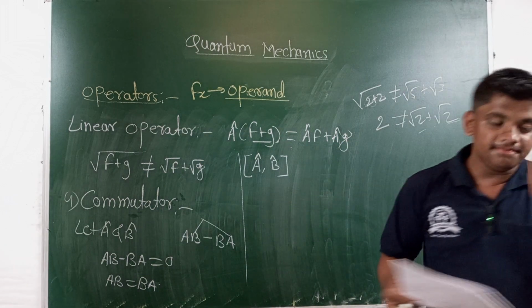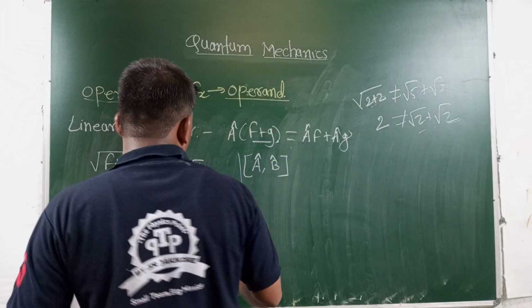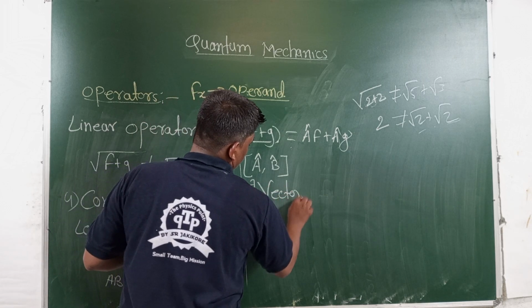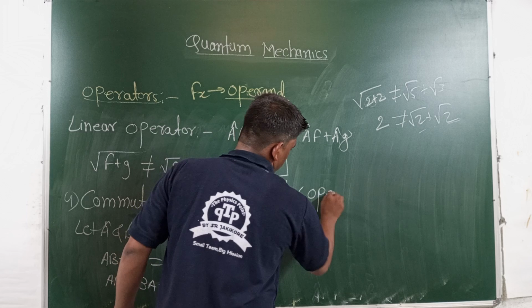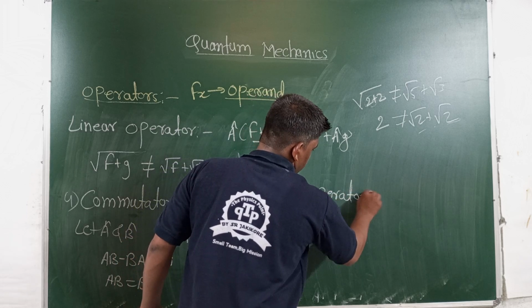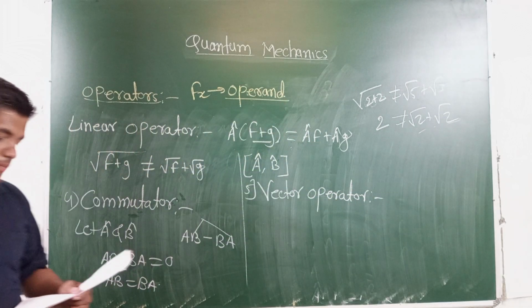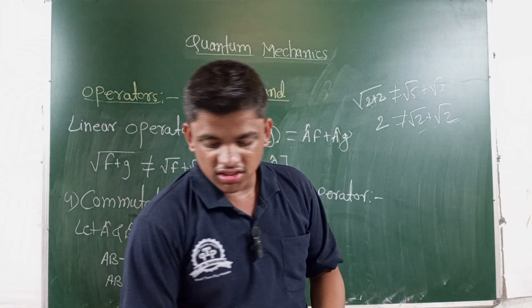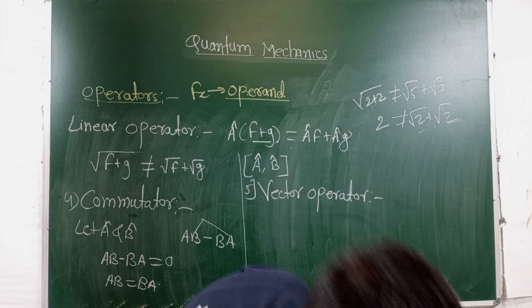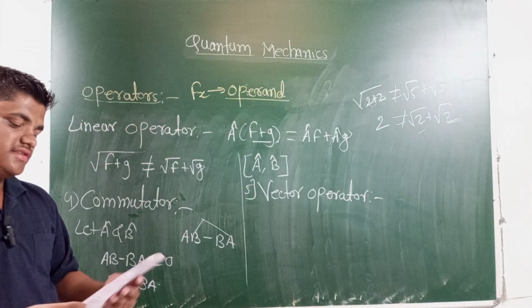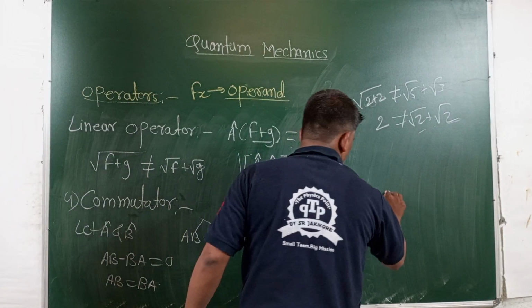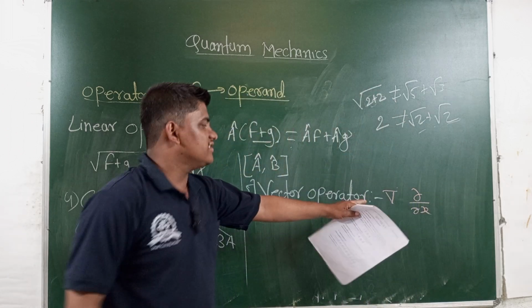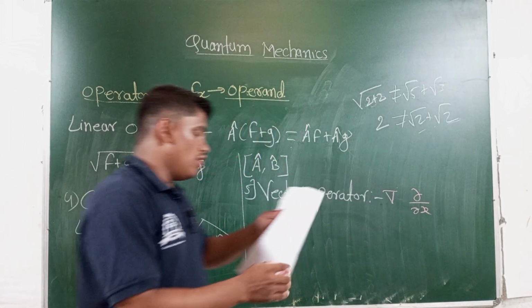Vector operators. The fifth operator is the vector operator. Operators are not necessarily limited to differentiation operators like del by del x. They are denoted like this, and this is called del. The vector operator is what we call del.